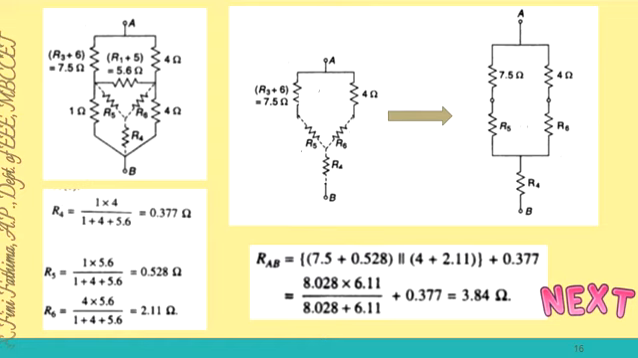In order to find out R5, I have to multiply these two. That is 1 into 5.6 divided by 1 plus 4 plus 5.6, that is 10.6. So 5.6 divided by 10.6, I got R5 as 0.528. Similarly, in order to find out R6, I do 5.6 into 4 divided by 10.6. Then I got it as 0.377 ohm. Similarly, I will multiply 4 into 1 to get R4. Okay, so we will find out R5, R4 and R6, and I'll redraw the circuit.